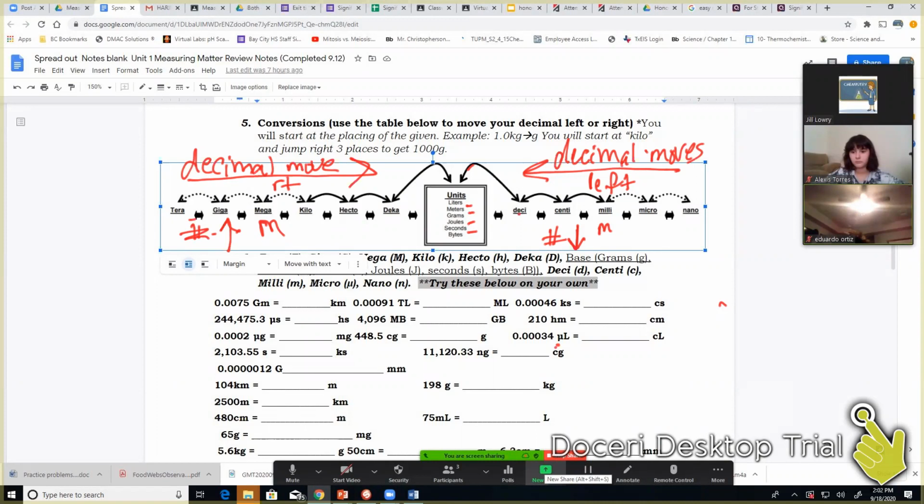All right, so we're going to start with our first one, and I have 0.0075 gigameters. So that's going to be right here. And I want to convert that to kilometers. So I only need to move it 2 places. So I'm going to move my decimal that same way, and it's going to be 1, 2, and I would end up with 0.75 kilometers.